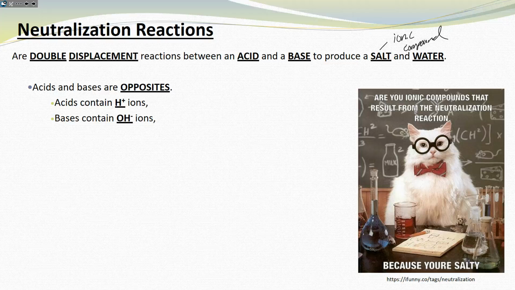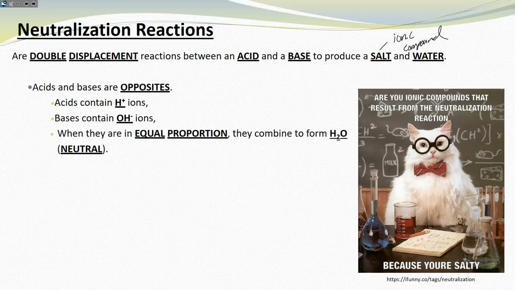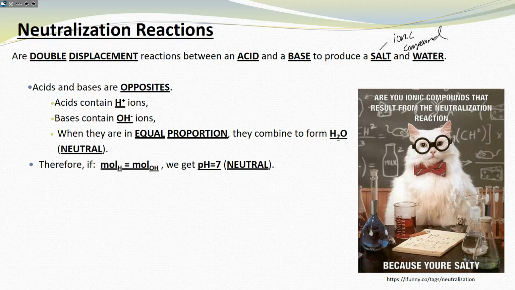Now, going back to acids and bases, remember that they're basically opposites. But when you have them in equal proportion, they combine to form water, which is neutral. What we're trying to say is that if the moles of H plus ions and the moles of OH minus ions are equal, we get a pH of 7, which is neutral. We'll explain what the pH scale means a lot more down the road. The last thing I should say here is that the resulting solution will conduct electricity, which means there are still ions present, and we'll get to that in a second.